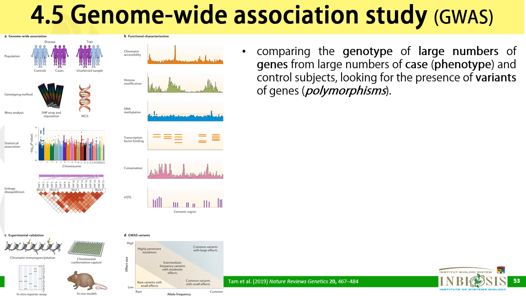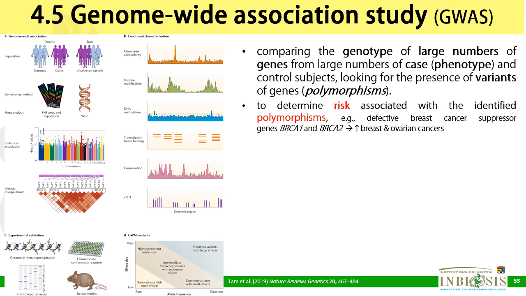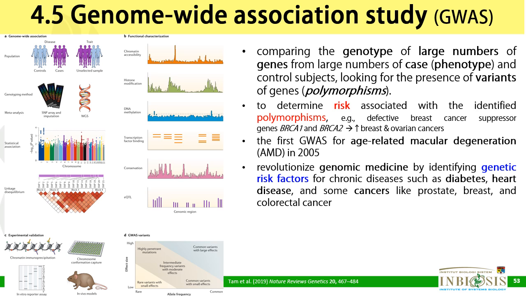GWAS, as mentioned previously, is another important field of genomics, especially for genomic medicine. We study many patients to determine the risk associated with certain genetic variants, such as the BRCA genes in breast and ovarian cancer. The first GWAS was on age-related macular degeneration in 2005, which is 15 years ago. It was revolutionary for the identification of genetic risk factors.